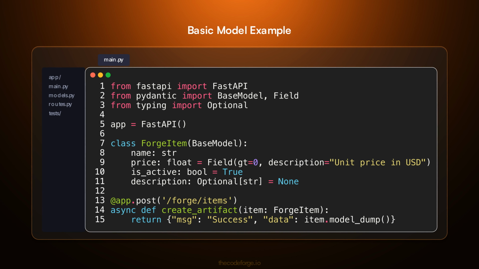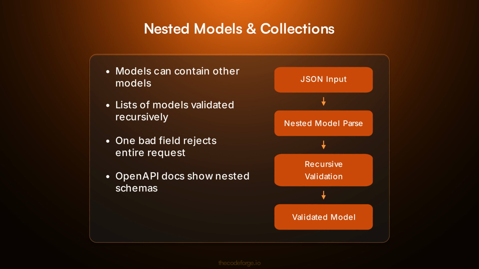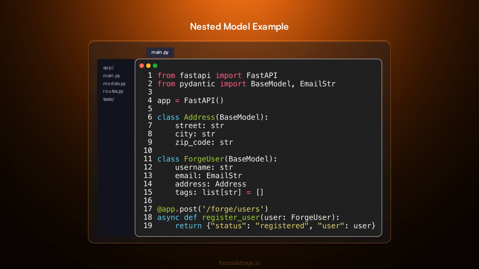The endpoint accepts a JSON body matching this model. Pydantic handles nested models and lists automatically. Each nested field is validated recursively. If any field fails, the entire request is rejected with a 422 error. Here, User contains an address model and a list of tags. FastAPI validates the entire nested structure.